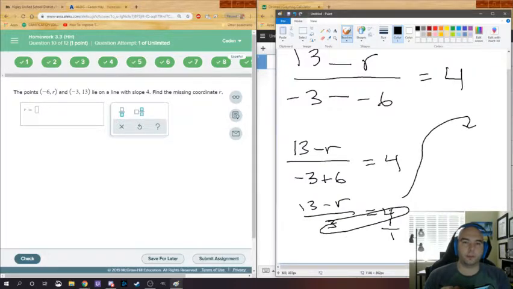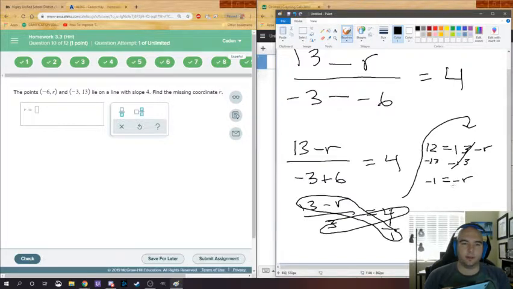So that gives me 12. And then 1 times this stuff. Now 1 times anything is itself, so I'm just going to write 13 minus r. Okay, now we solve. I subtract 13 on both sides. Remember, our goal is to get r alone. So I get negative 1 equals negative r. And then if you divide by negative 1 on both sides, you get regular 1 equals regular r.